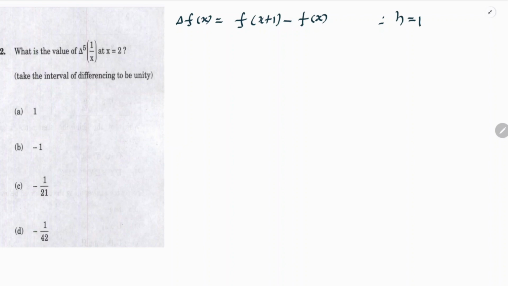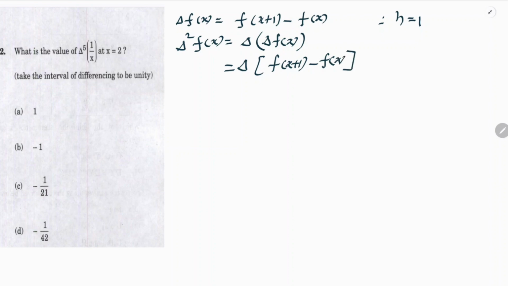So there are three methods. First, let's talk about the basic method. If we are using delta square f(x), we have to operate delta first, then again delta, like this one. So this will give us f(x+1) minus f(x). Then again we have to use delta on both of these functions. Delta f(x+1) minus delta f(x).